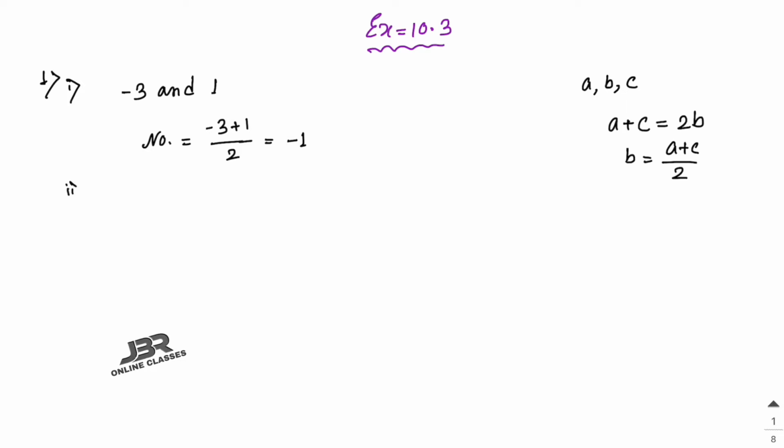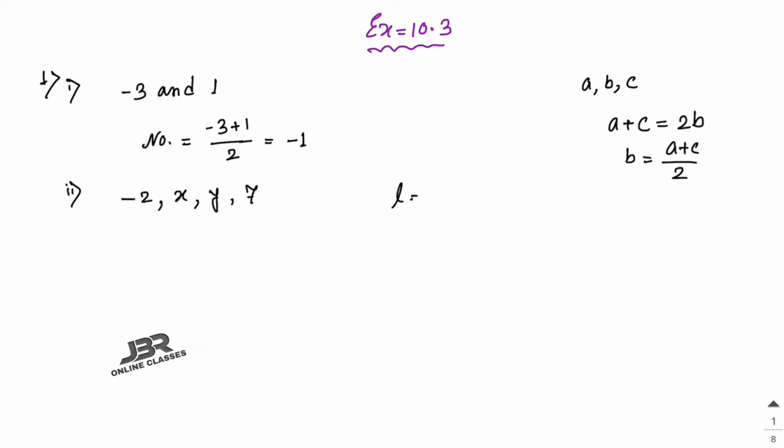Now number 2, insert two arithmetic means between -2 and 7. So here -2, then first one x, second one y, and then 7. Clear? Now, if these four numbers are in AP, the difference between the numbers will be the same. Clear? So here the last number is 7.